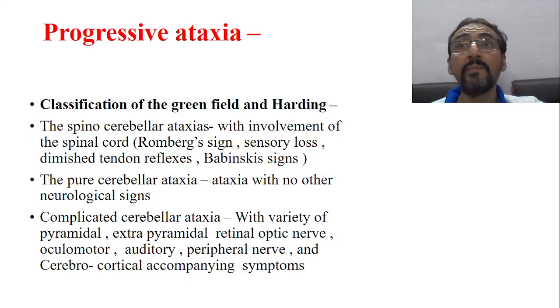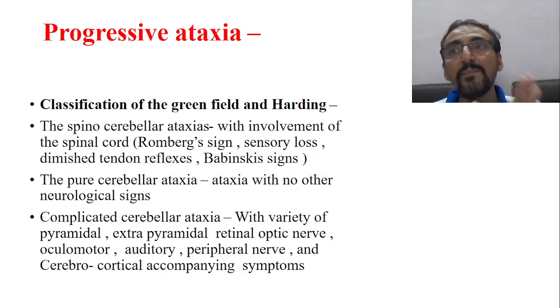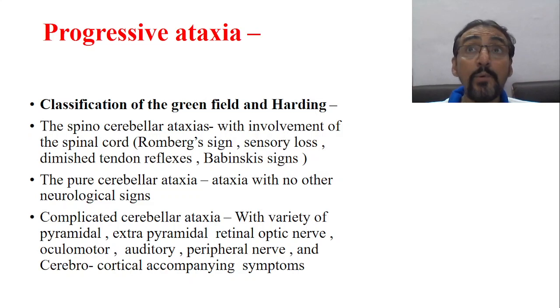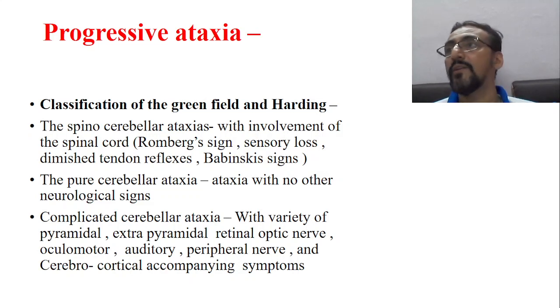Cerebellum is important in maintaining the balance. Cerebellum is maintaining the speech. Cerebellum is important in maintaining the tone. So these problems will also be there. If there is a mixing of these two, then we will call it spinocerebellar ataxia. Now pure cerebellar ataxia means there is only ataxia without any other neurological signs.